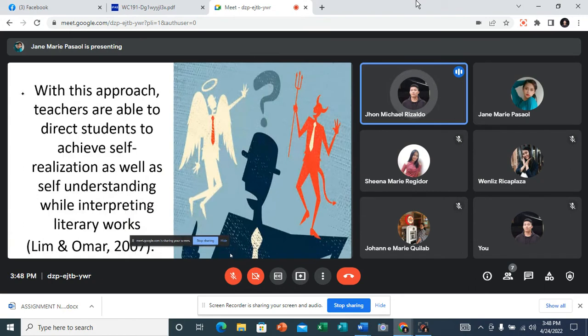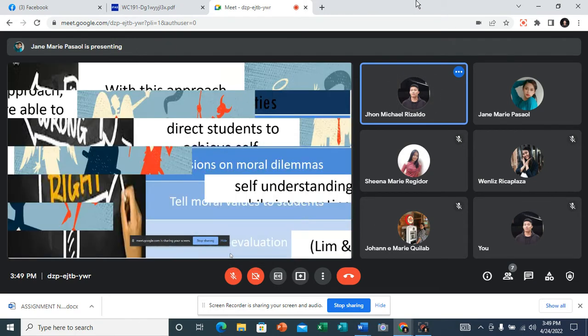So according to Lim and Omar 2007, with this approach, teachers are able to direct students to achieve self-realization as well as self-understanding while interpreting literary works. In other words, they will be aware of the behaviors of the characters in the story. So what makes the protagonist and the villain bad or good? So next slide.